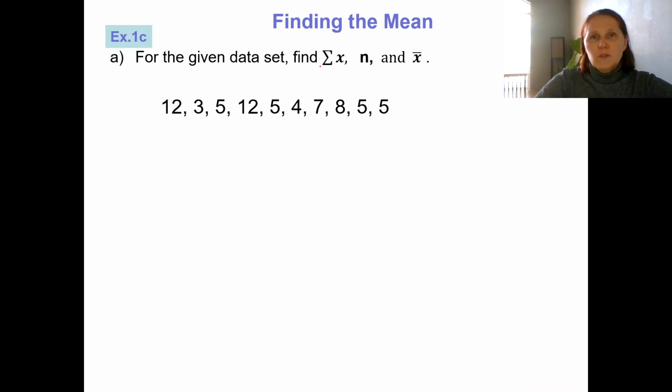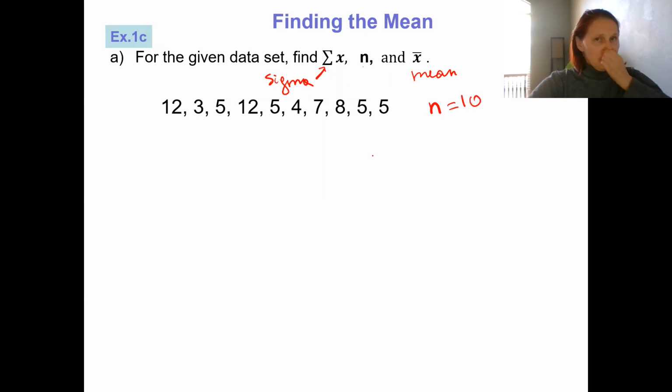So we use the Greek letter sigma for sum, n for the number of elements of the set, and X bar for the mean of the set. So we have 1, 2, 3, 4, 5, 6, 7, 8, 9, 10. 10 numbers, so n equals 10. To find the mean, we can first find the sum of these numbers and then divide by n.